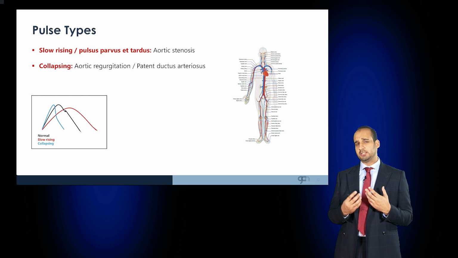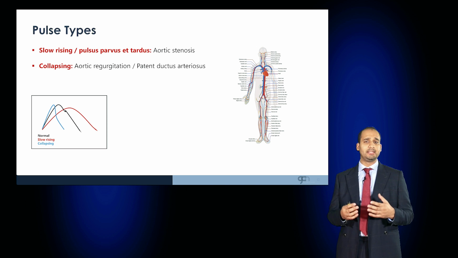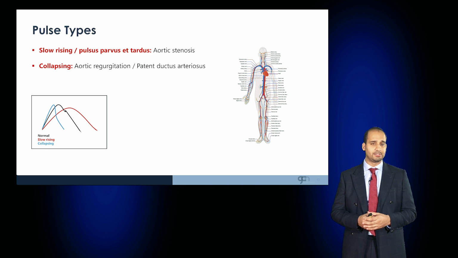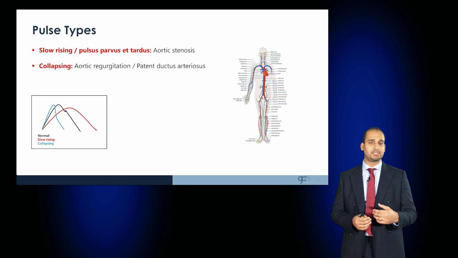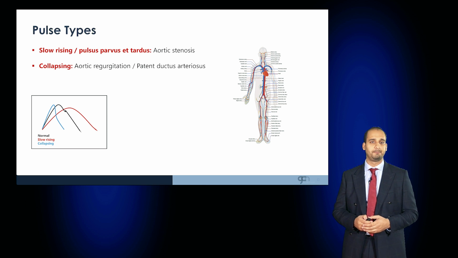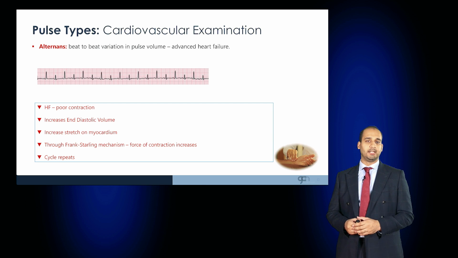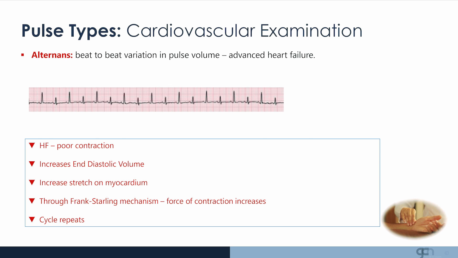The pulse may be slow rising and delayed, and this is known as pulsus parvus, and this is associated with aortic stenosis. A collapsing pulse or a water hammer pulse may be associated with aortic regurgitation or patent ductus arteriosus. Pulsus alternans is where, when you're palpating the pulse, there is beat-to-beat variation in the strength of the pulse volume, and this is seen in advanced heart failure.